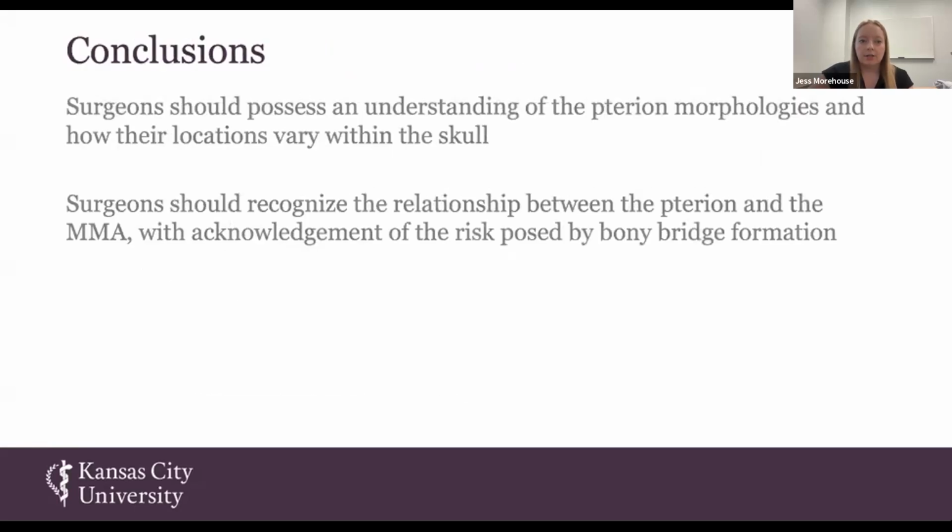In conclusion, the study showed the importance of surgeons being aware of the 4 Pterion morphologies and how their locations vary within the skull. It also demonstrated the prevalence of bony bridges in the groove for the middle meningeal artery and the importance of acknowledging that anatomical variation prior to surgery and being prepared to deal with it if necessary.